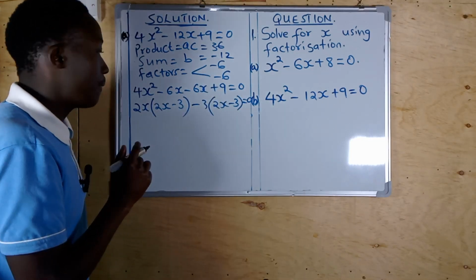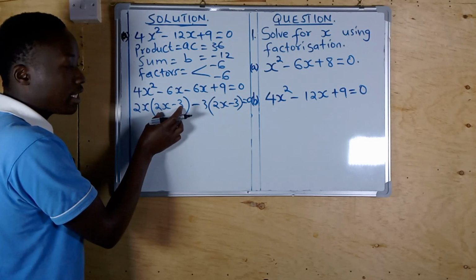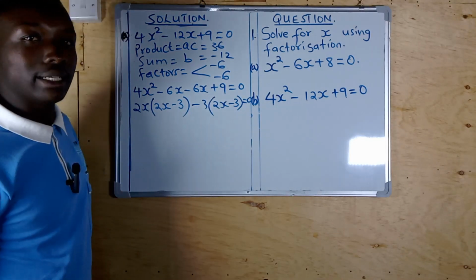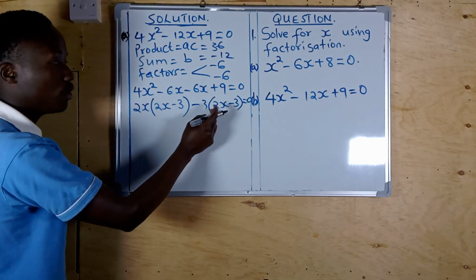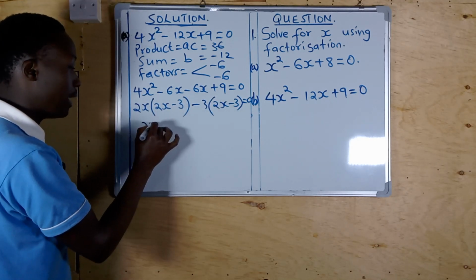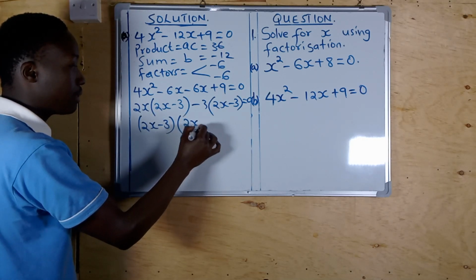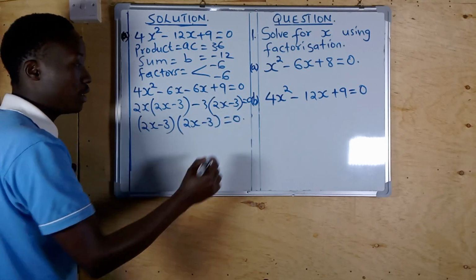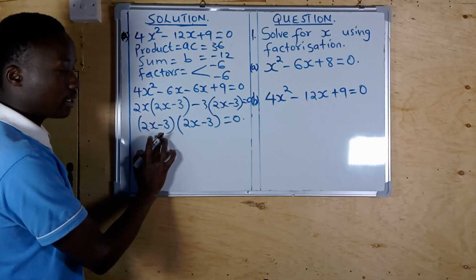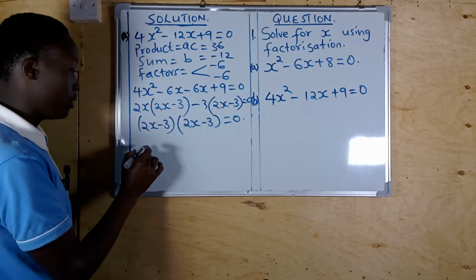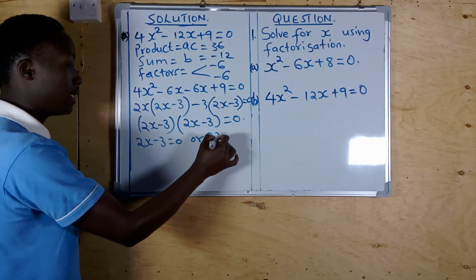And if you observe very well, the expression in the bracket is always identical. You can see it very well. We are having it as identical. So we are going to take one bracket here, 2x minus 3. Then the outside will be 2x minus 3 is equal to 0. So this says that this one is equal to 0 or this one is equal to 0. So 2x minus 3 is equal to 0 or 2x minus 3 is equal to 0.